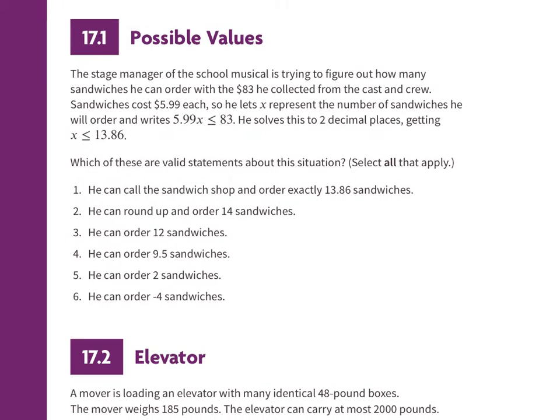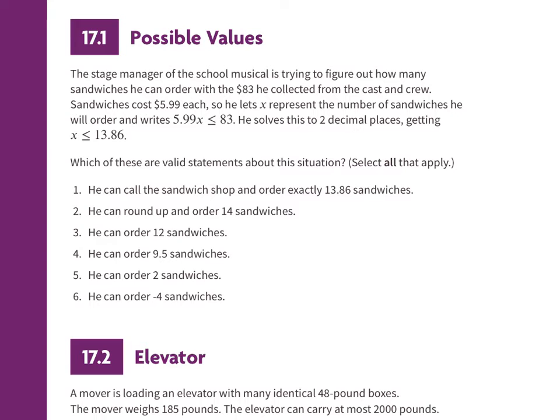All right, 17.1. The stage manager of the school musical is trying to figure out how many sandwiches he can order with the $83 he collected from the cast and crew. Sandwiches cost $5.99 each, so he lets X represent the number of sandwiches he will order and writes $5.99 times X is less than or equal to 83. He solves this to two decimal places, getting X is less than or equal to 13.86 sandwiches. So number one, which of these are valid statements about the situation?